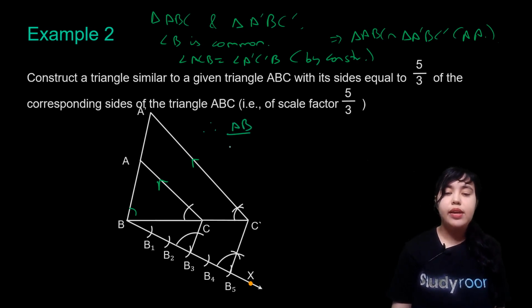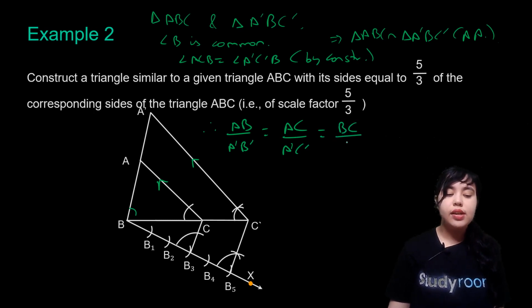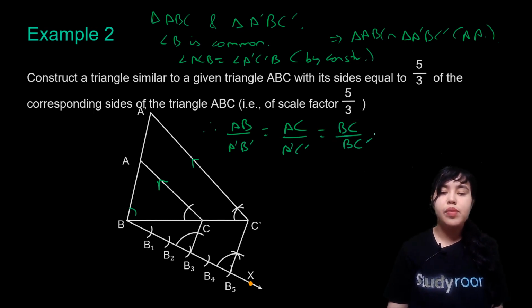Therefore, we can say that AB upon A'B' is equal to AC. What is the corresponding side of AC? It is A'C'. So this is equal to BC upon BC'. Alright, now we already know that this BC upon BC' is equal to BB3 upon BB5.